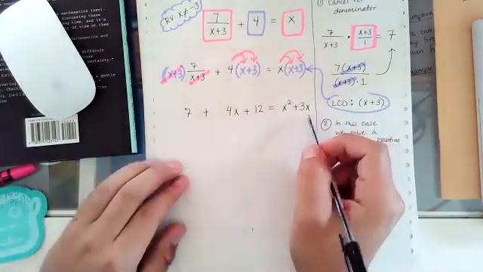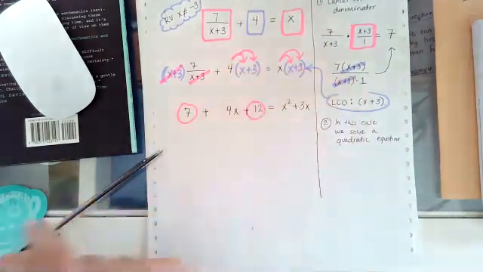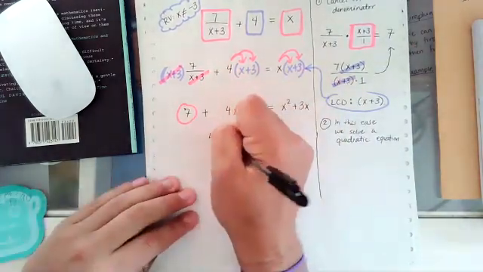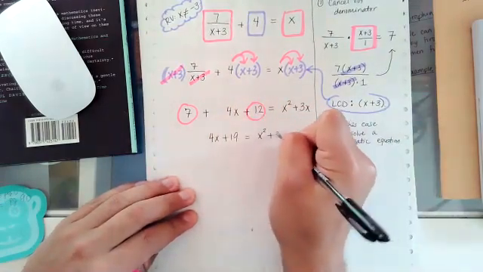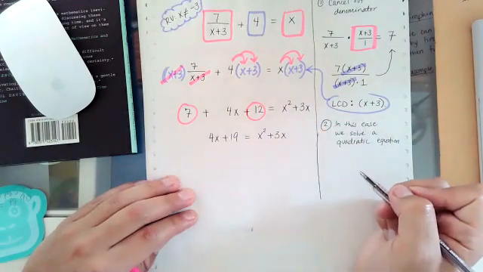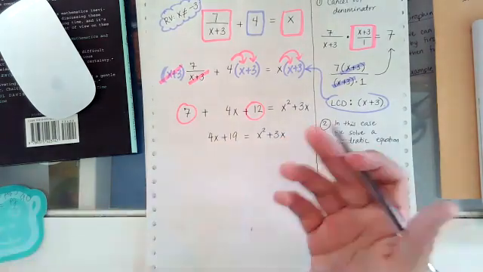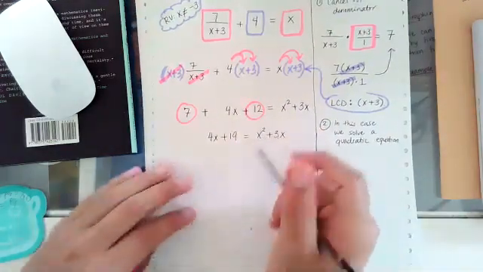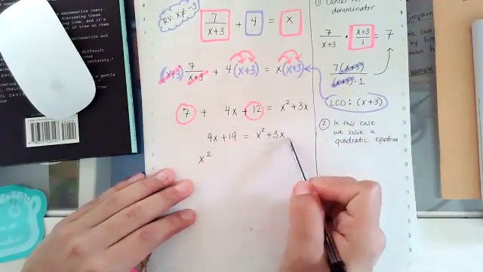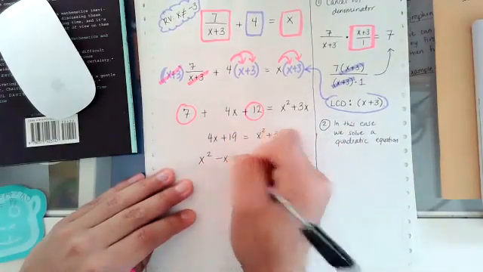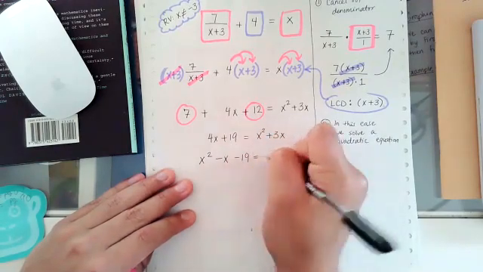So what I would do is combine some like terms just to clean some stuff up. This combines to be 19. So we have 4x plus 19 is equal to x squared plus 3x. I would move these two terms over here because I like to keep my x squared term positive. So I would end up with x squared. If I subtracted 4x over here, I would get minus x. And then if I subtracted 19, I would get negative 19 is equal to 0.